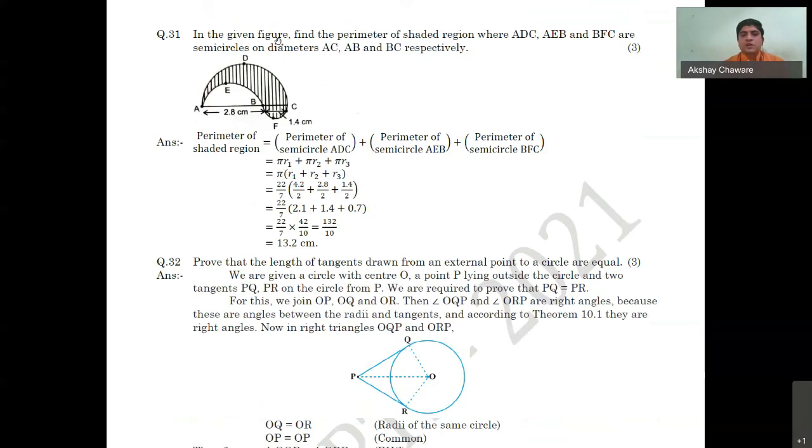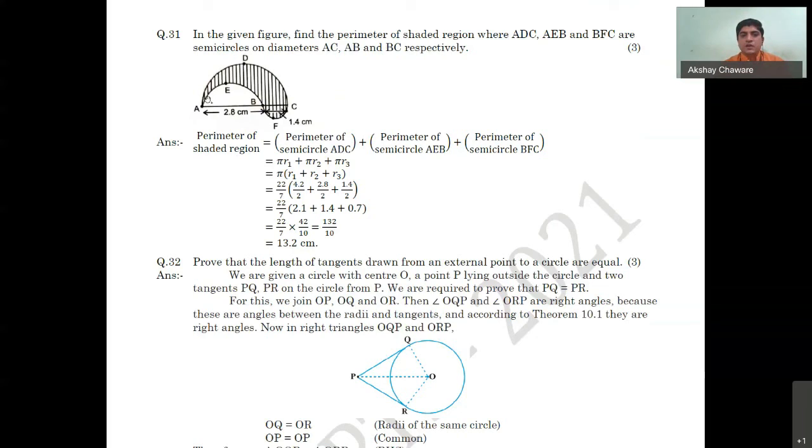Now in question number 31, in the given figure, find the perimeter of the shaded region where ADC, AEB and BFC are semicircles on the diameters AC, AB and BC respectively. Now see, one common mistake we saw in the paper is that the perimeter is asked and students found the area. It means students have not read the question properly. If the figure of a shaded region is given, it does not mean we always have to find the area of the shaded region. Here we have to calculate the perimeter.